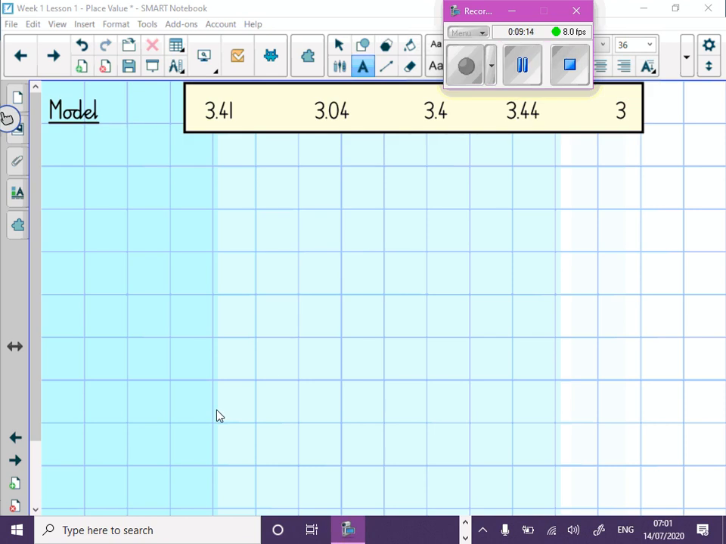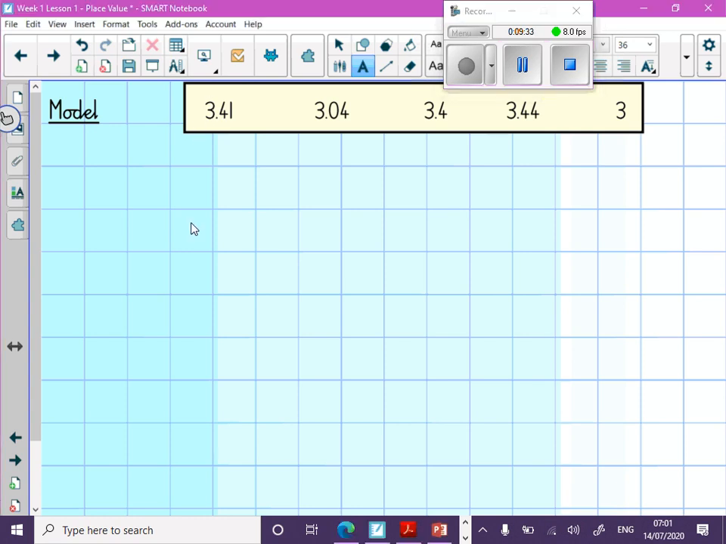Now we're going to move on that a little bit more, because in our success criteria we talked about ordering decimal numbers, and we are using the same method. We are using our place value knowledge. So we can see here with these numbers, each of these numbers has 3 wholes. We've got 3.41. So we have 3 wholes, 4 tenths, and 1 hundredth.